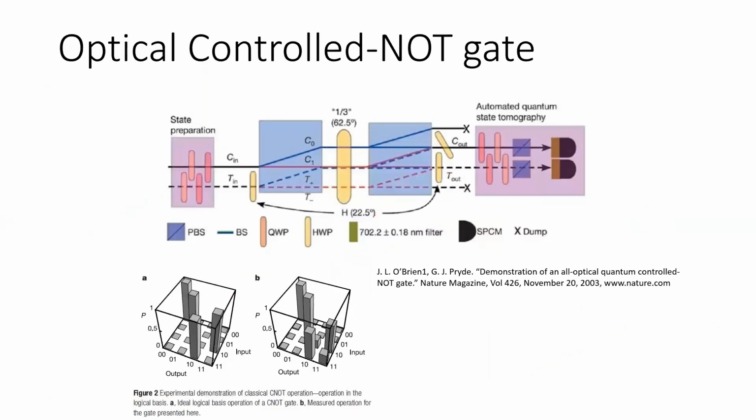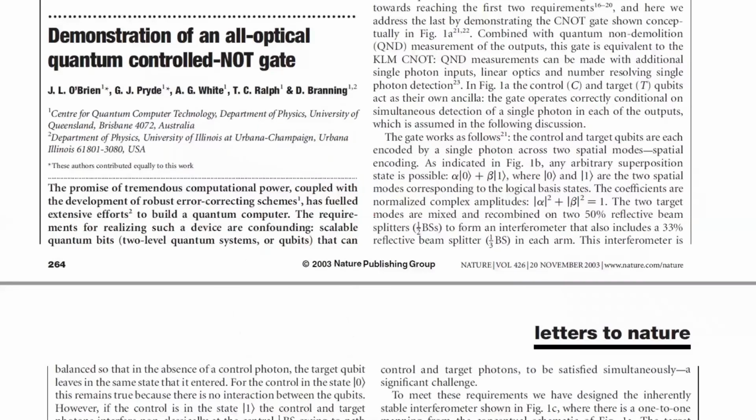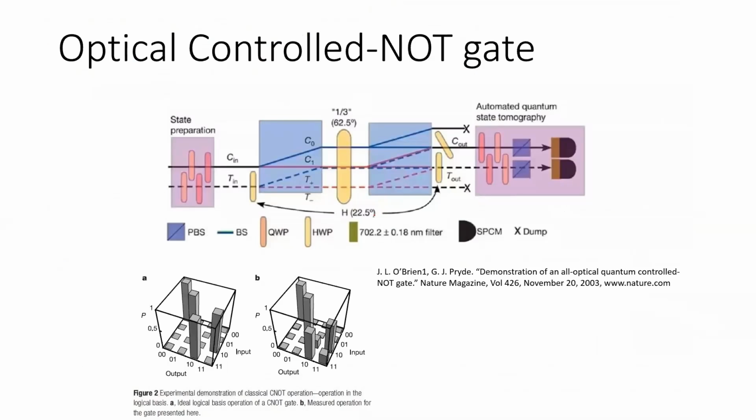Now, the second one is the CNOT gate, control NOT. And this is by far the hardest one to implement. But luckily, I found this article, demonstration of all optical quantum controlled NOT gate. It's from Nature, a very respected, peer-reviewed article, so I trusted their design. They have this design that shows how to make a CNOT gate.